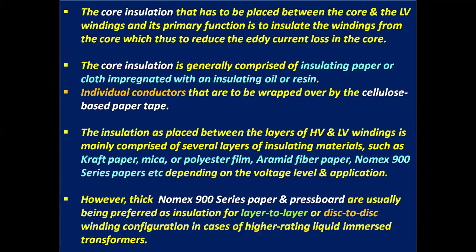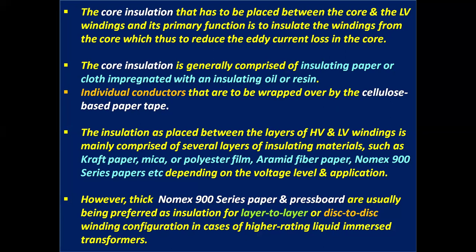The core insulation has to be placed between the core and the low voltage windings, and its primary function is to insulate the windings from the core, thus reducing the eddy current loss in the core. The core insulation generally comprises insulating paper or cloth impregnated with an insulating oil or resin. Individual conductors are wrapped over by cellulose based paper tape.